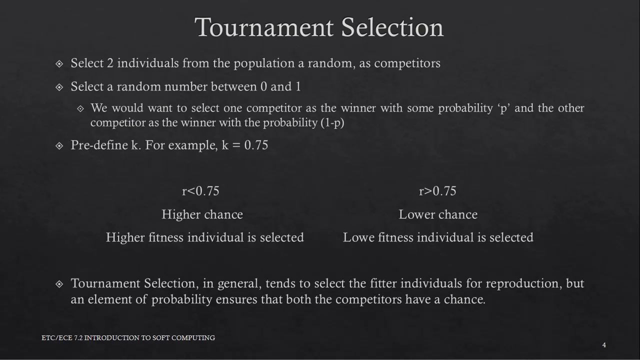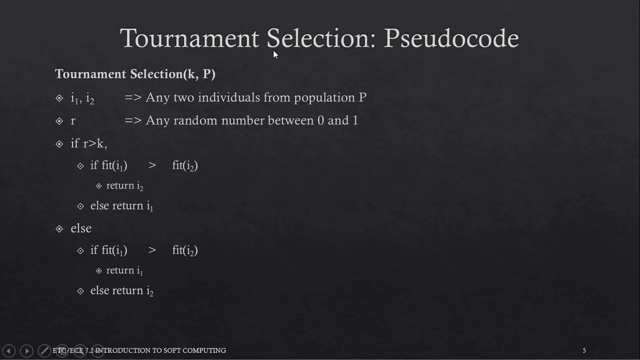The pseudocode for this is also pretty simple. Let us have a look at it. Tournament selection into bracket K comma P. It takes two inputs. Firstly, K, that's the number with which the random number will be compared, and P, which is the population. Now let I1 and I2 be any two individuals from the population P. Let R be any random number between 0 and 1.